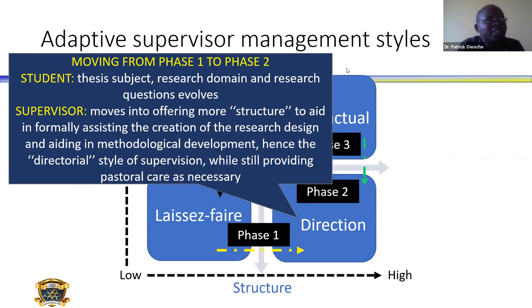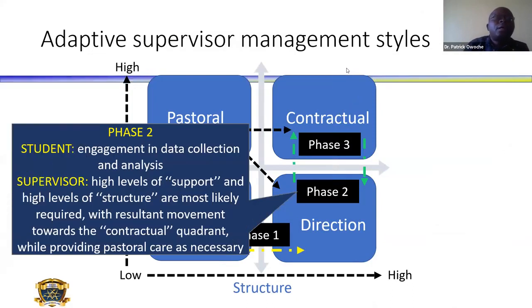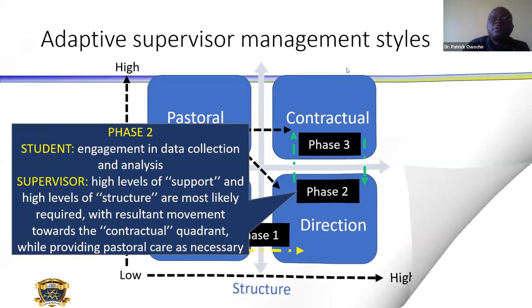Once we understand these phases, then we'll know which online tools to use to engage the student. Still at phase two, now phase two. Engagement, the student is engaged in data collection and analysis. The supervisor, there's a high level of support and a high level of structure most likely required, with resultant movement towards the contractual quadrant while providing pastoral care as necessary.